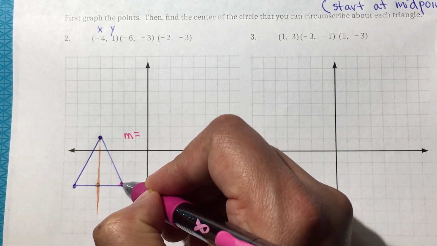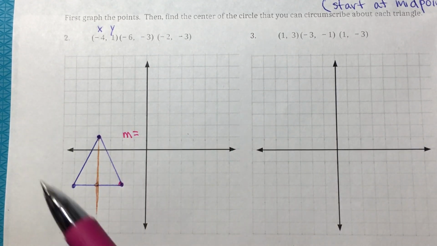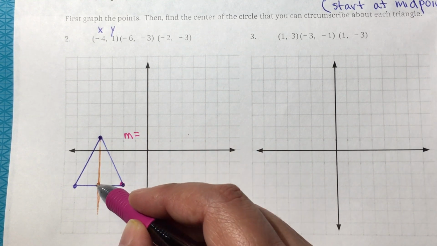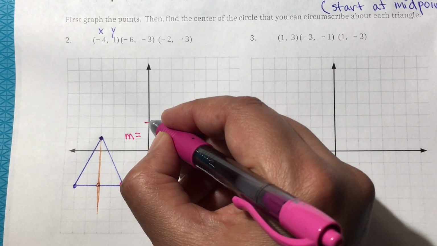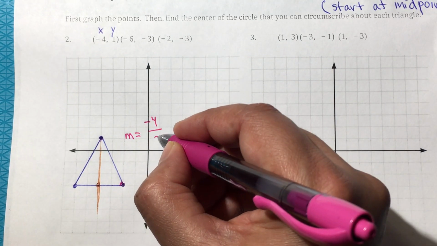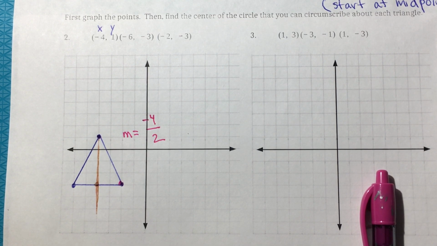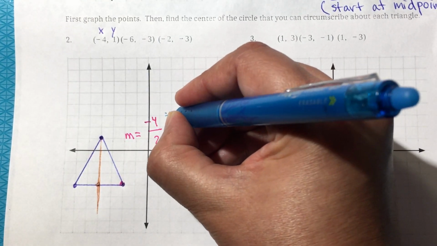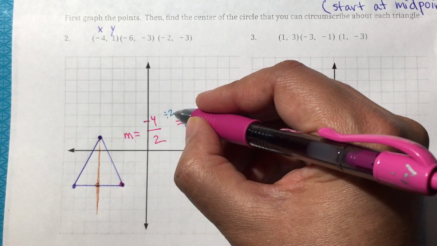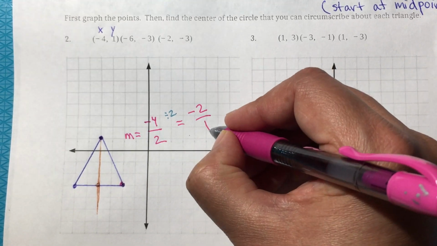Okay, which one is farther to the left? This one right here. So you count 1, 2, 3, 4 spaces down. That means -4 over 1, 2 to the right. We always divide by 2, and so the slope is -4 divided by 2 is -2. 2 divided by 2 is 1.